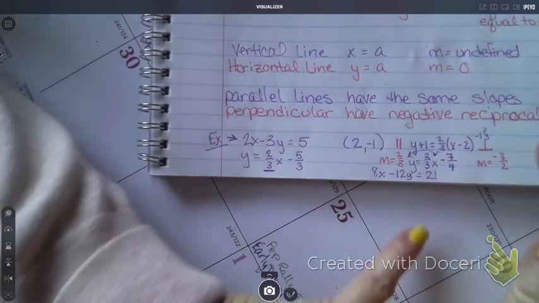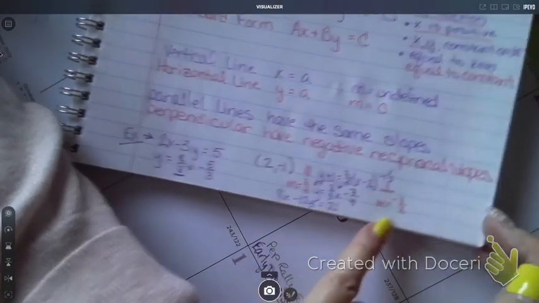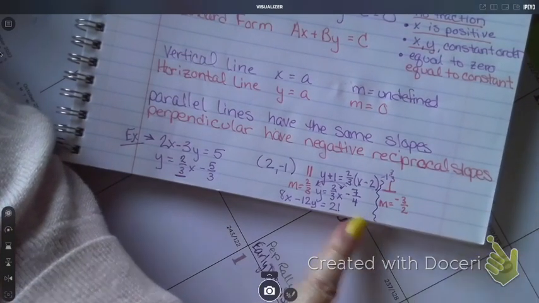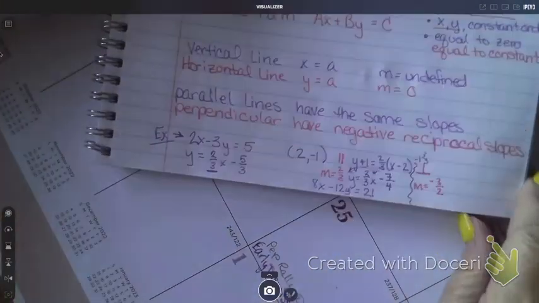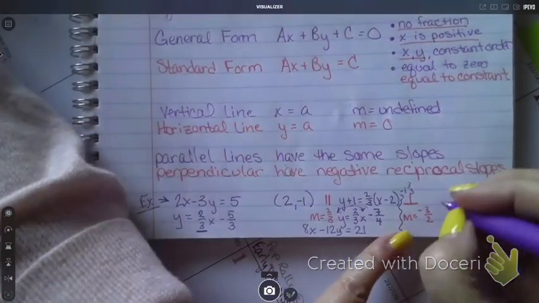Now, do you want to do this one on your own? The other one, the perpendicular one that I crowded into the little corner over here.